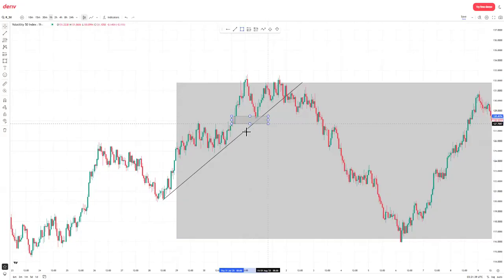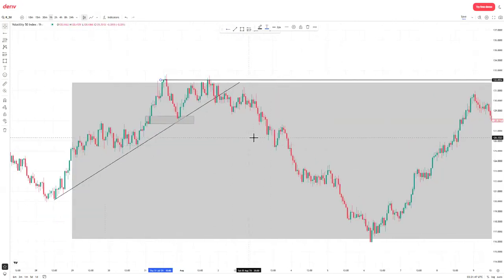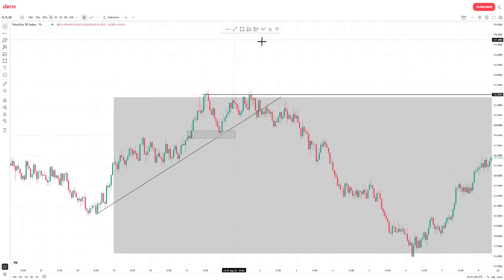The continuation pattern is matching with the trend line. It is pushing the market back up. The market is on your resistance level. It is failing to break above. Now, focus on the structure they gave you here.